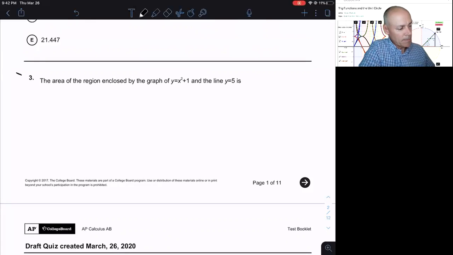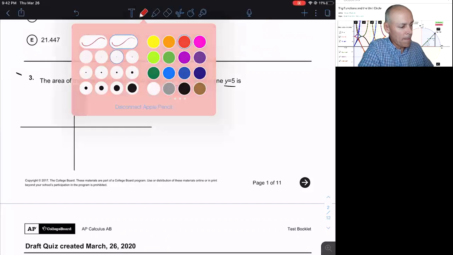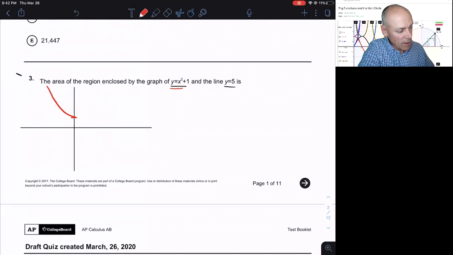Okay. A lot of times it's easiest, even if it's a no calc problem, to just sketch these two functions. So y equals x squared plus 1. It's just going to be a parabola, just translated. It's going to be translated up 1 unit. So it's just going to look like that. So x squared, and the plus 1 just moves it up vertically.